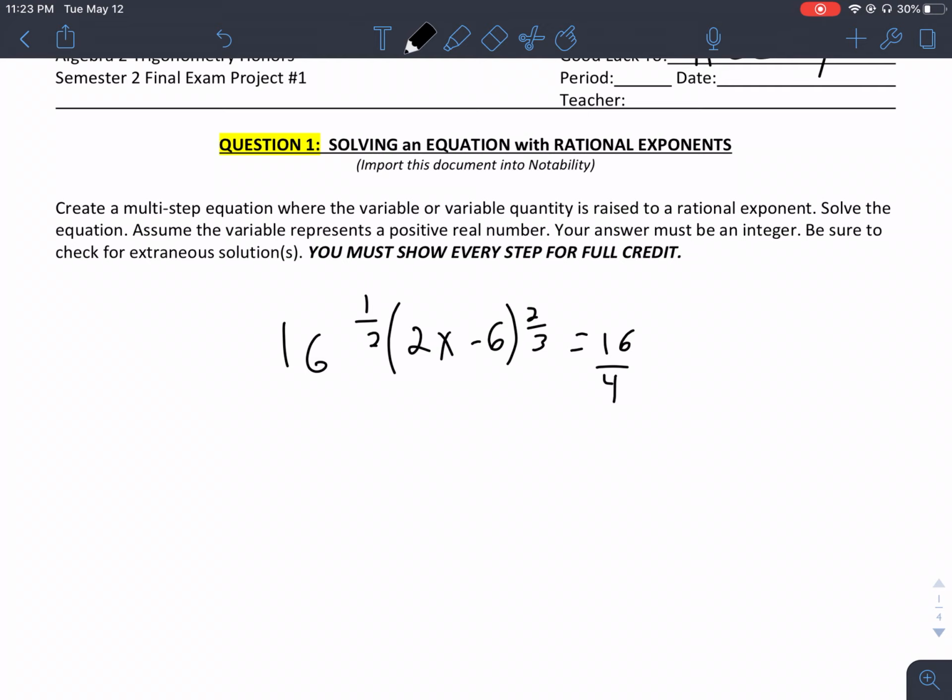Okay, so question number 1. Create a multi-step equation where the variable quantity is raised to a rational exponent. Solve the equation. Assume the variable represents a positive real number. Your answer must be an integer. Okay, so this is the equation I made up.